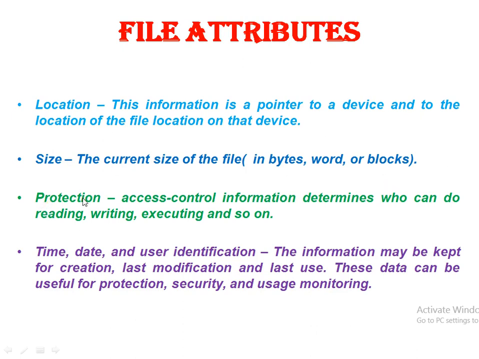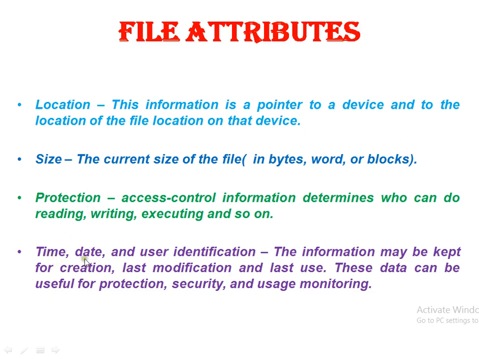Next attribute is protection. How do we give protection to a file? The access control information determines who can do writing, reading, executing and so on. That is your read permission, write permission, execute permission, as you are already aware of the chmod, change mode, command with your permissions. That is how you give protection, that is for your group, owner and users.